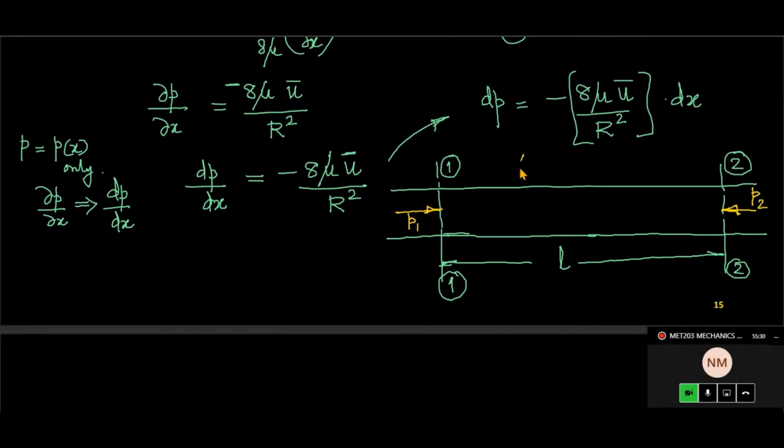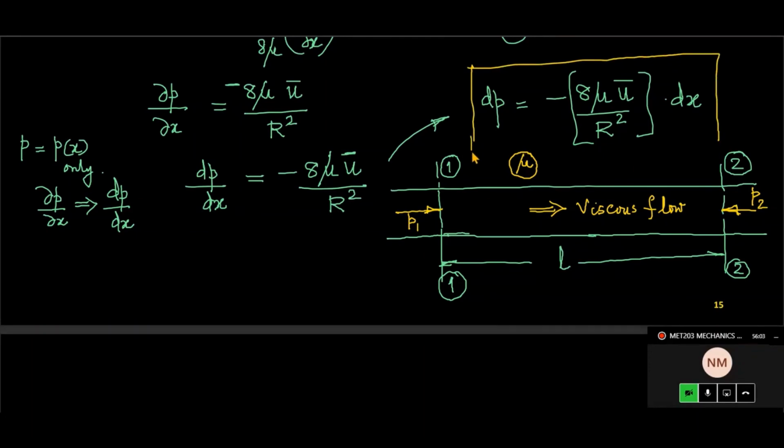The dynamic viscosity is mu, for the viscous flow of a fluid. Okay, so this is the case. Now you consider the schematic, and then I want to integrate this expression. See what we obtained: the pressure variation dP is equal to this one. So let me integrate that.